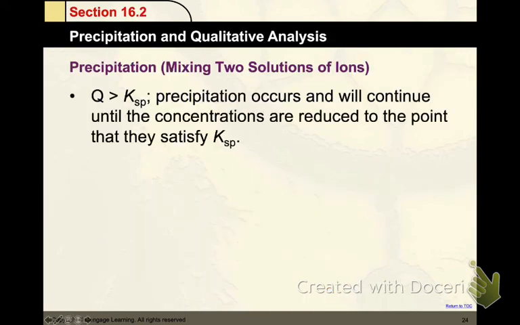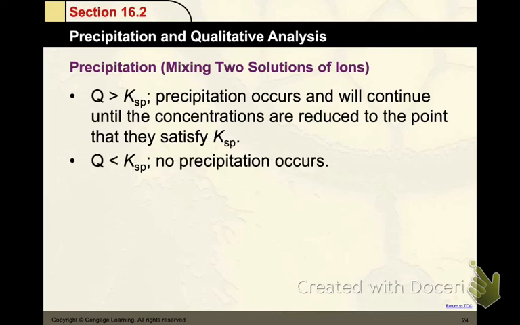All right. The last thing we're going to look at here is precipitation. If you mix two solutions of ions, will you get a precipitate? And this kind of goes back to comparing Q and K. So if Q ends up being larger than K, you end up having more ions in solution than the solution can hold, and so you will get a precipitation.